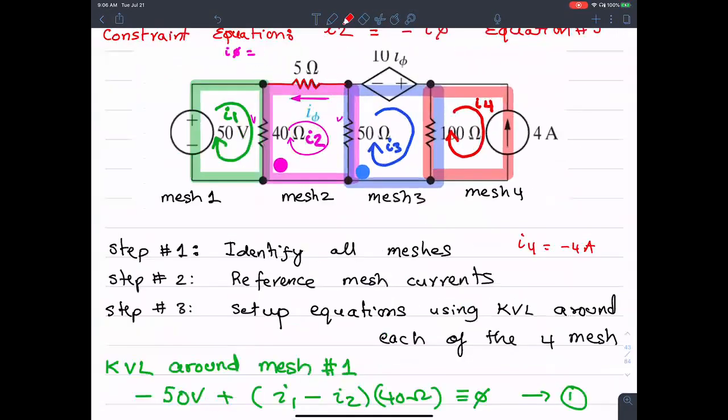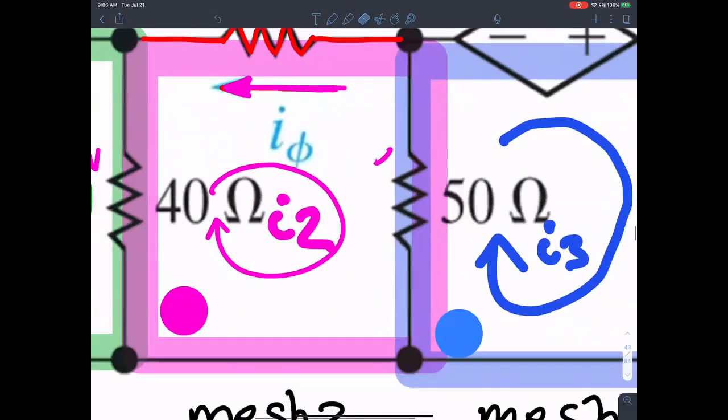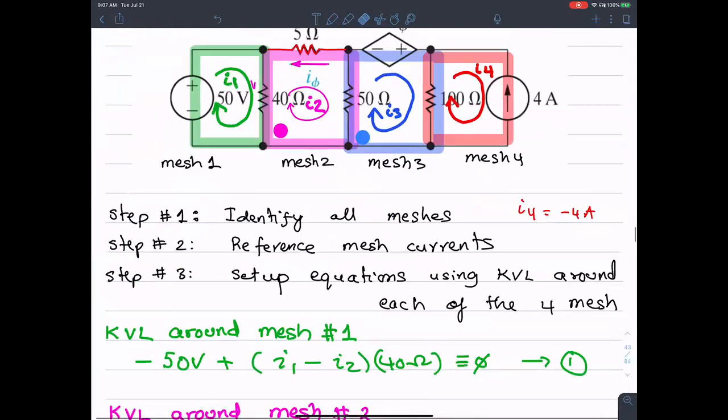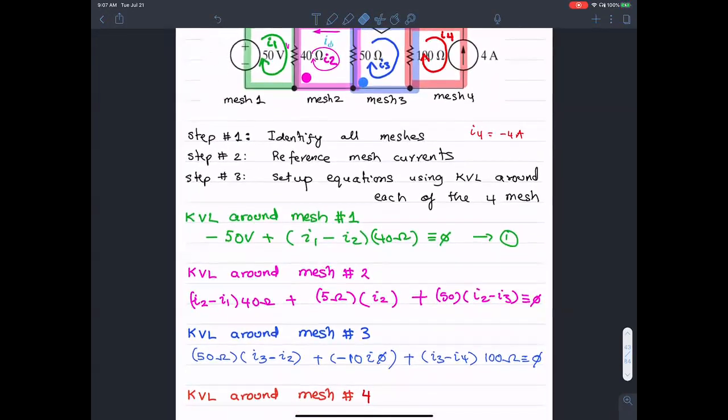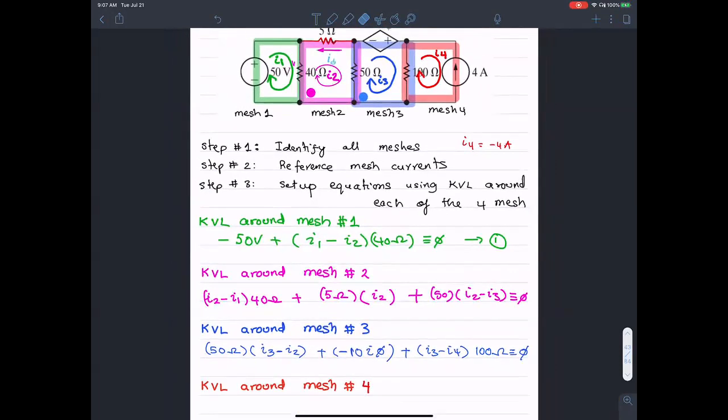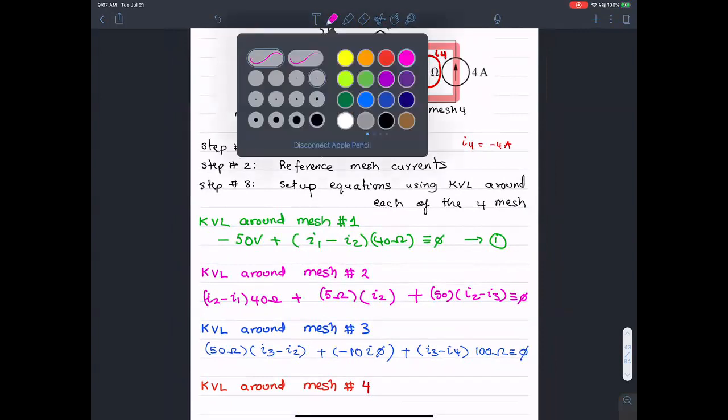Talking about the third one, I2 is going south, which is aligned with my reference direction of clockwise, and I3 is going opposite to my reference direction, therefore negative I3 times 50. So what you have is perfect. That's KVL around mesh 2. Do you also want to help us with KVL around mesh 3 or mesh 4? We did mesh 3, right? Let's do mesh 4.